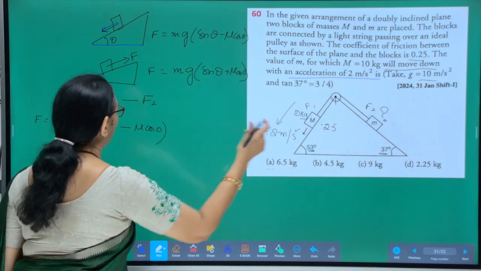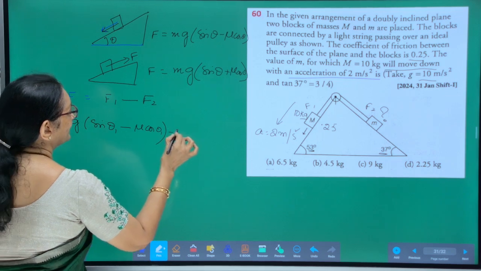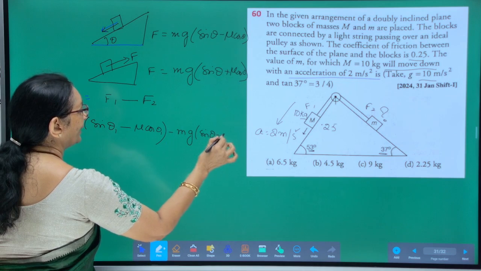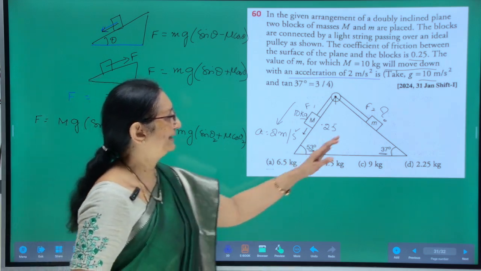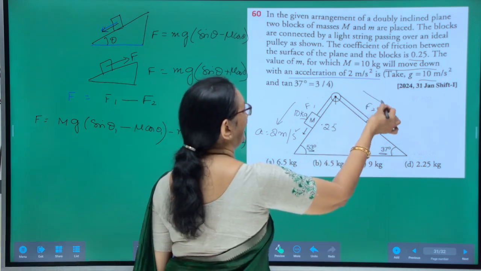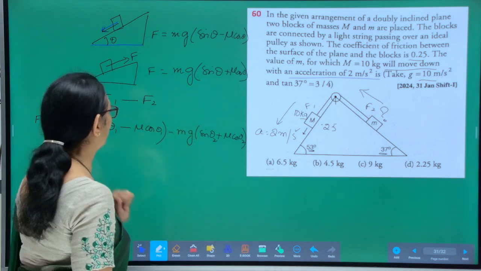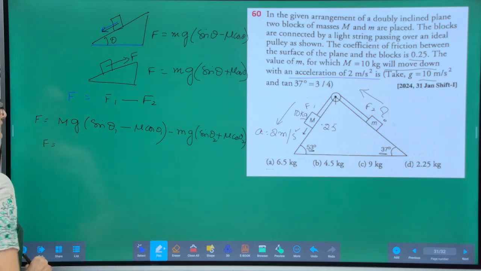Since it is moving down, it is m1 g sin theta1 minus mu cos theta1, and for the small m, it is mg sin theta2 plus mu cos theta2, because it is moving up the plane with the same acceleration. So this is the most important part of the problem. Let us try to find out the net force.